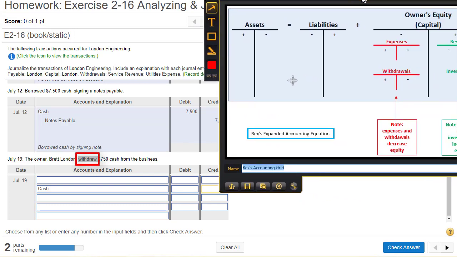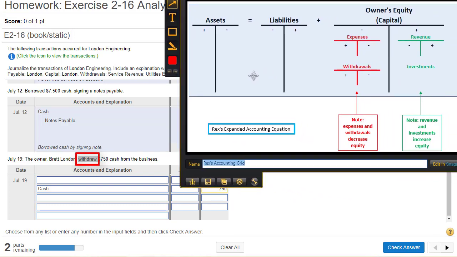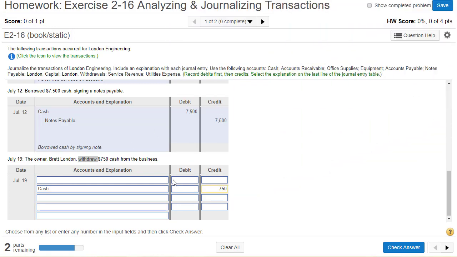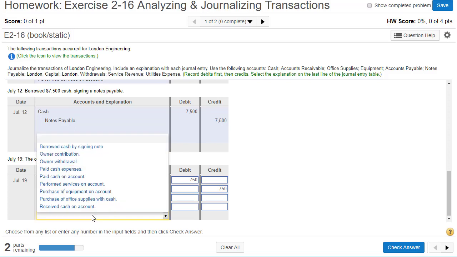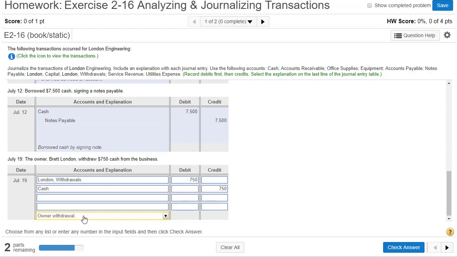Withdrawals by definition means the owner is just taking money out to spend on himself, like his cable bill or to buy groceries, etc. So let's look at withdrawals. Here's our withdrawals account. Do we have more withdrawals or less withdrawals? Well, the company has more withdrawals, so that's why we're going to debit withdrawals, $750. And the way they formally show the withdrawal account is they have the last name of the owner, comma, withdrawals. And for the explanation, owner withdrawal.